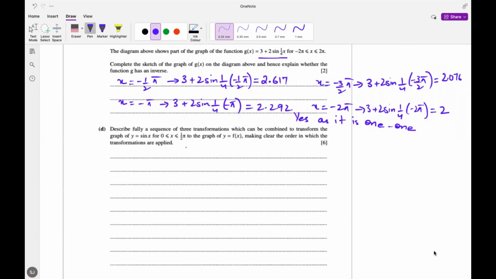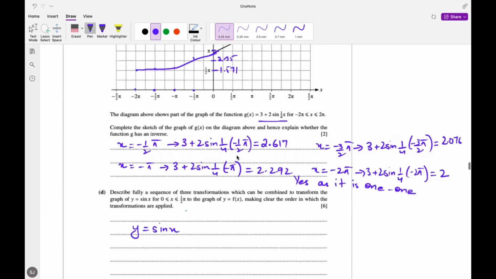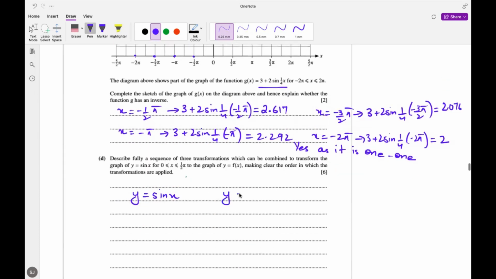In part D, it is asking us to describe a sequence of transformations which will combine to transform y equals sin x onto the graph of y equals f of x. So we had y equals sin x, and we have to transform it to y equals f of x, which was 3 + 2 sin(1/4 x). As we have to describe three transformations, we'll go step by step.